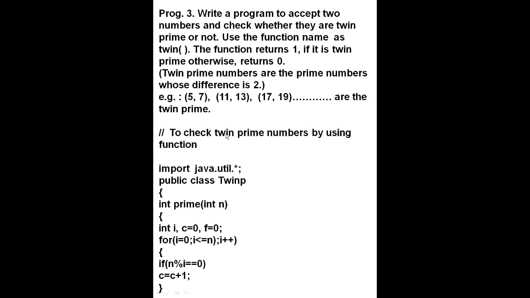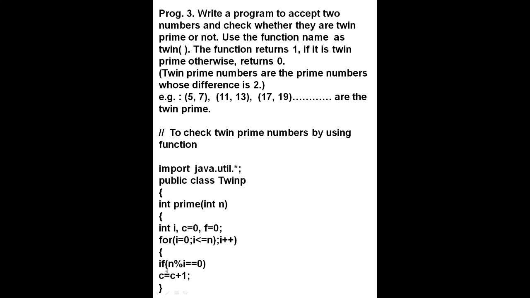First we will write the program to check twin prime numbers by using a function. Import java.util, class name twinp, we are taking twinp. Then int prime, the function, int prime, int n. Sorry, I have written prime but it is not here, twin is here. Curly bracket, int i for loop, c and f for factors of the numbers, and c. First the loop will start from 0 and will go up to the number which we have entered, less than or equal to that number, i plus plus.